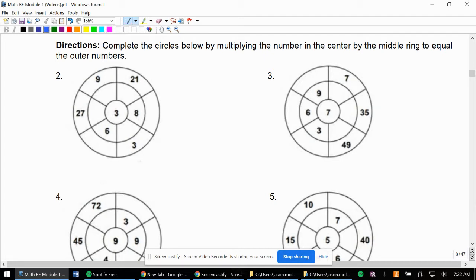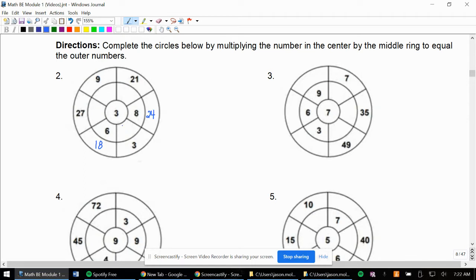So this one is telling us, and we'll start maybe right here. Why? Well, just because it might be a little easier. Like 3 times 6 is 18. And so we are reading these outward. Let's look at the instructions one more time. Complete the circles below by multiplying the number in the center by the middle ring to equal the outer one. So this would mean 3 times 8 is 24. And now we're going to fill in the other ones that are missing.